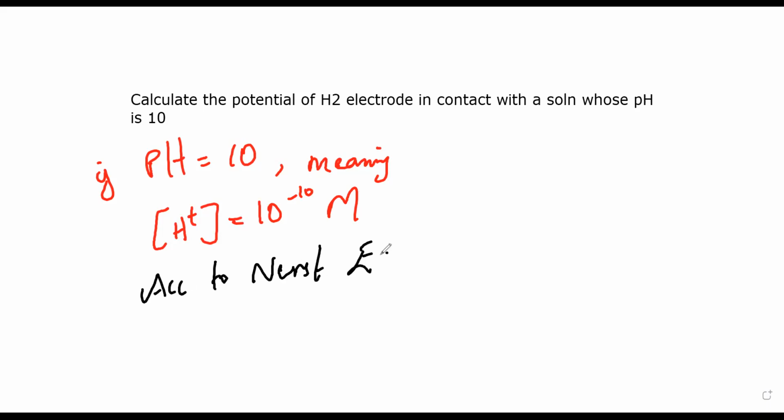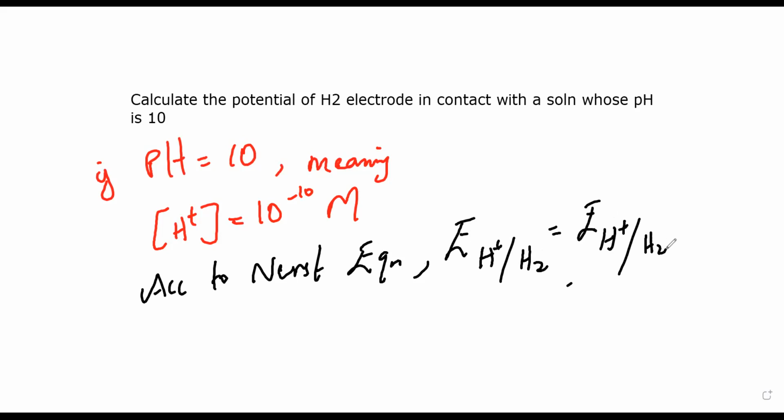According to the Nernst equation, we should write down what is our Nernst equation here. E of H plus by H2 is equal to the standard hydrogen electrode potential, E naught of H plus by H2, minus 0.0591 by n log of 1 by H plus, because in the numerator we always take it as unity.